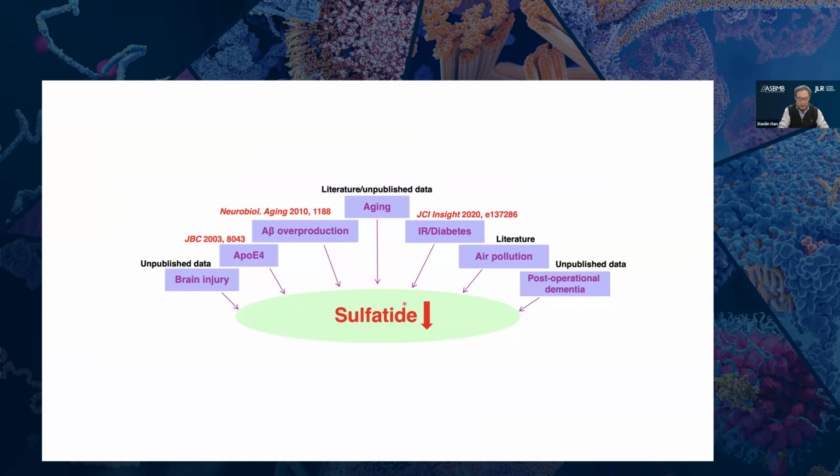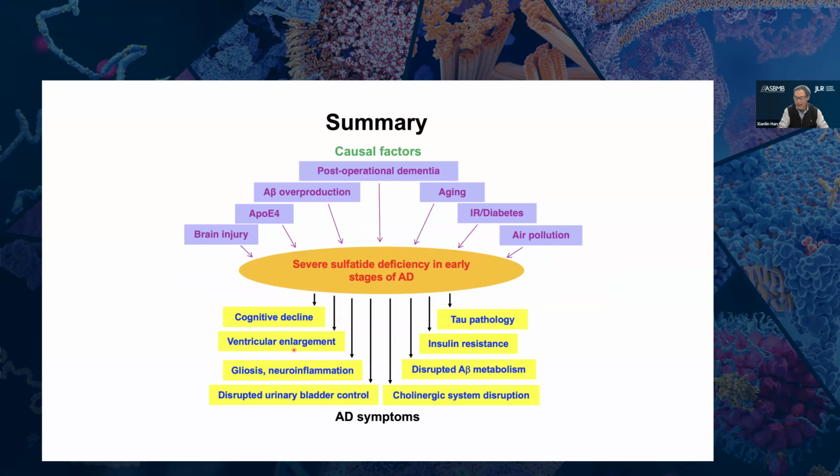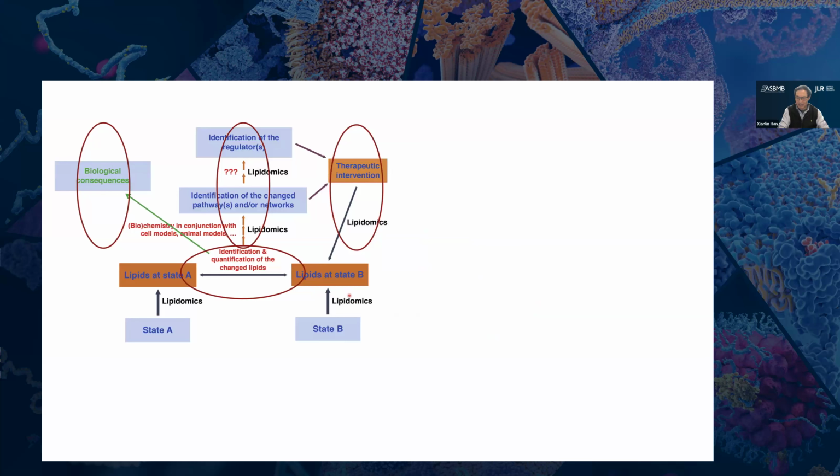And of course, if sulfatides loss reaches a certain threshold, based on our study I mentioned earlier, it leads to the AD-like symptoms. So that's likely the mechanism for why sulfatides is dramatically lost in Alzheimer's disease, and what's the connection with Alzheimer's disease.